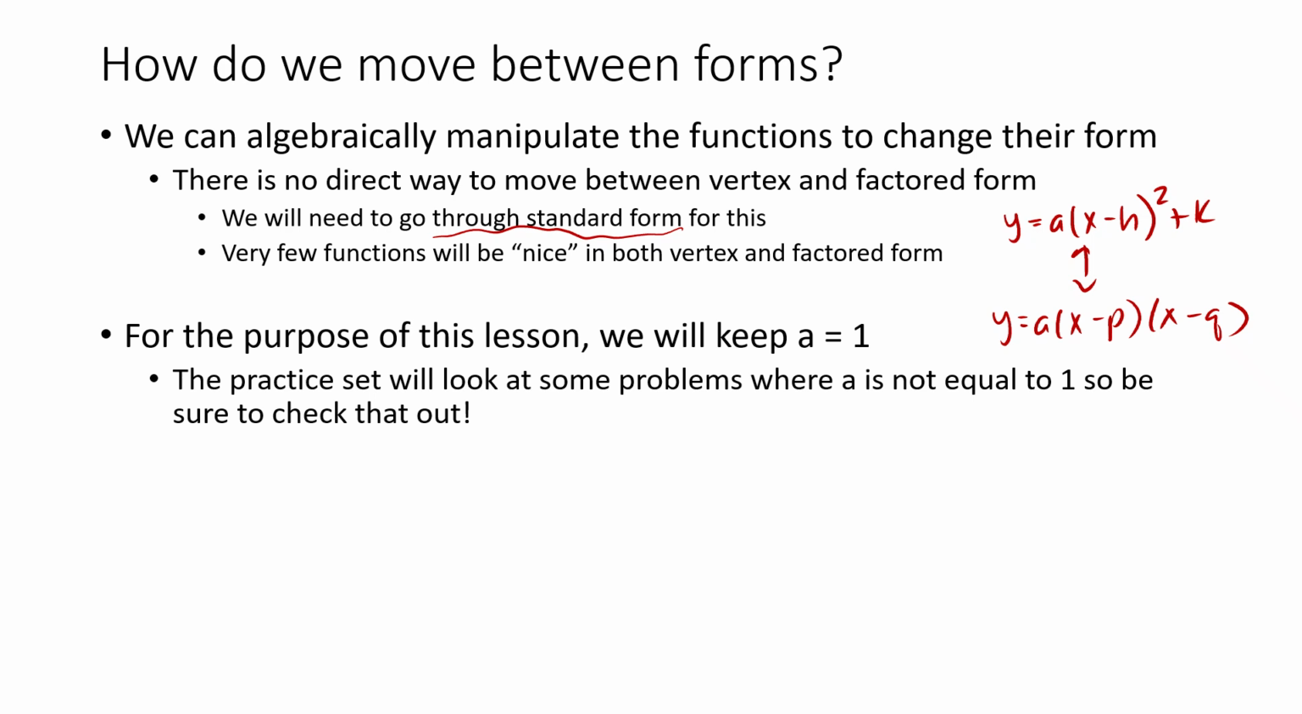Now, for the purpose of this lesson, we're going to keep the a value equal to 1. That's because for the process of going from standard into vertex form, we really want to have that a value equal to 1, but you can do these things with a equal to something else. The practice set is going to look at some problems where a is not equal to 1, so be sure to check that out. Always check out the practice set. It gives you a chance to apply what we did in this lesson, and a lot of times new insight and instruction happens when we go over the problem, so don't neglect that.